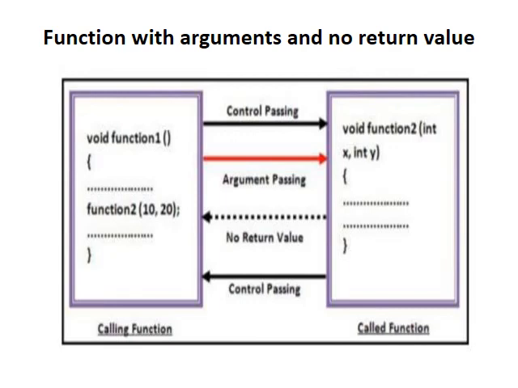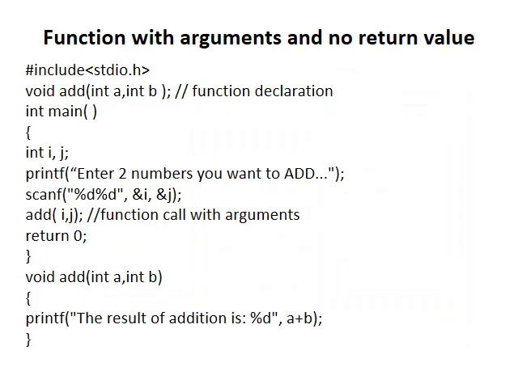Once function 2 10, 20 is executed, control will go to the called function, that is function 2, then int x, int y. So the 10 and 20 will be copied to x and y. Then the task will be performed in function 2. Once the function 2 execution is over, control will come back to the calling function, but it is not returning any result or value back to the calling function.